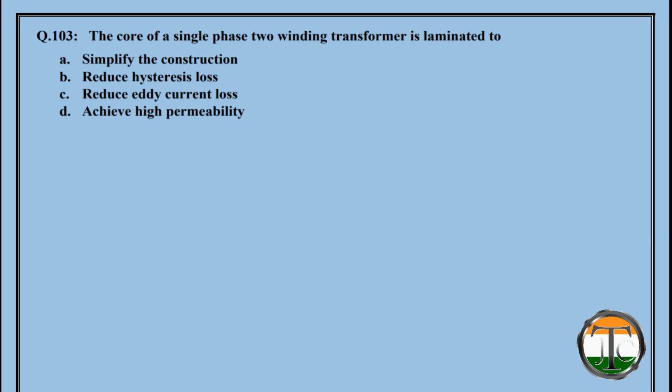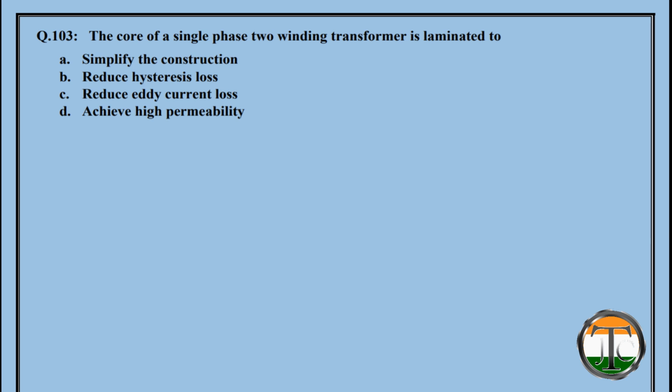The next question is 103. The core of a single phase 2-winding transformer is laminated to: option A, simplify the construction; option B, reduce hysteresis losses; option C, reduce eddy current losses; option D, achieve high permeability. This question comes from the transformer part.